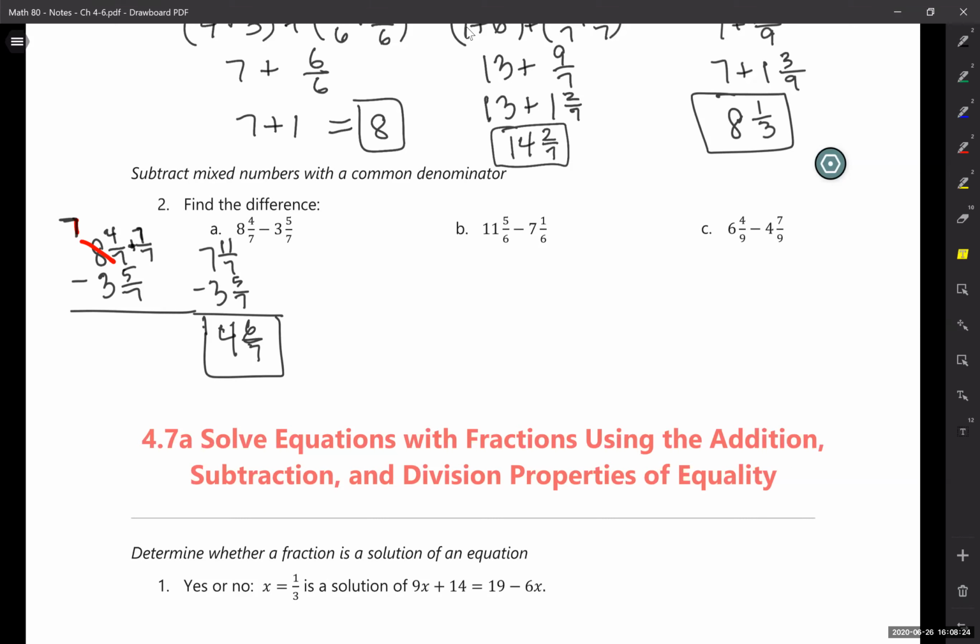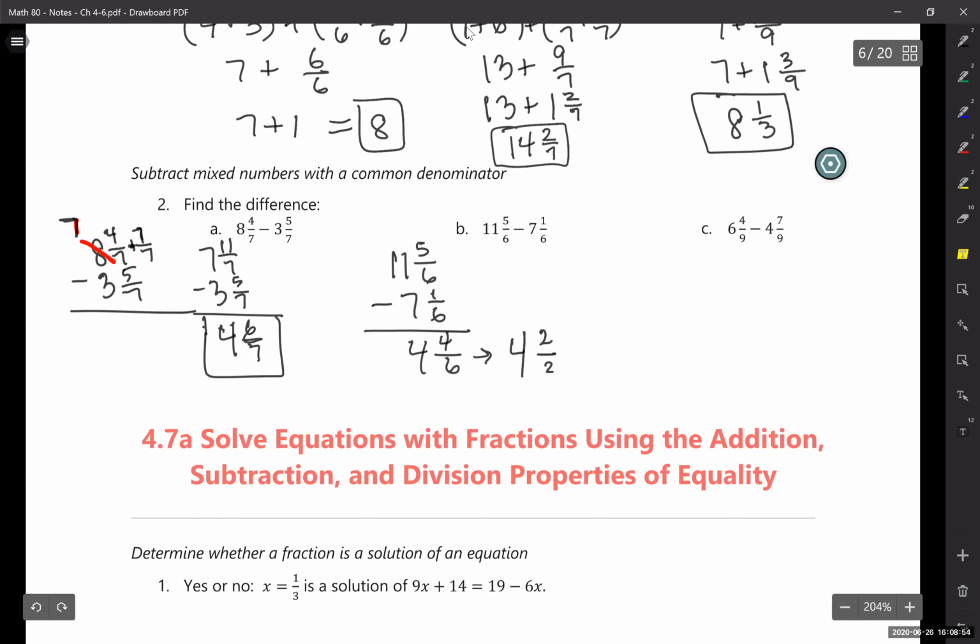But luckily on part B, we don't have to borrow, because if you do it in your head, you could see that the first number is bigger than the second number. So we won't have to borrow. We just have 11 minus 7. Well, I'll still write it out. We don't need to do it in our head and get messed up. 11 5/6 minus 7 1/6 is 4 4/6, but we can't write it like that. So we will reduce it to 4 2/3. So I subtracted the whole numbers, I subtracted the fractions, and then finally I had to find a reduced version of the 4/6.